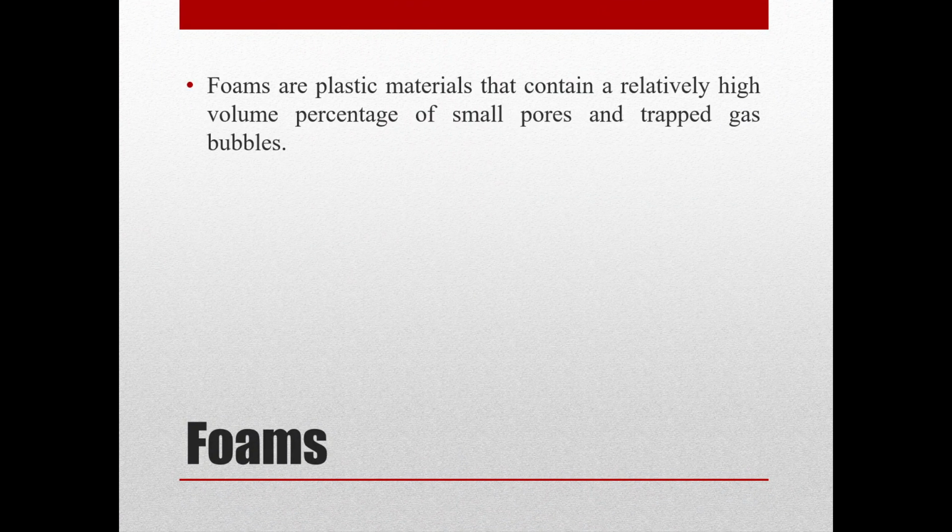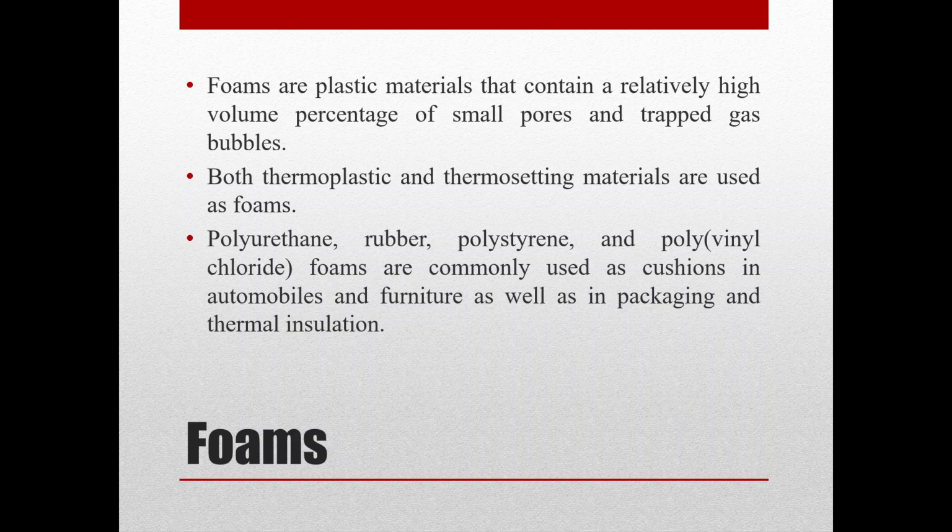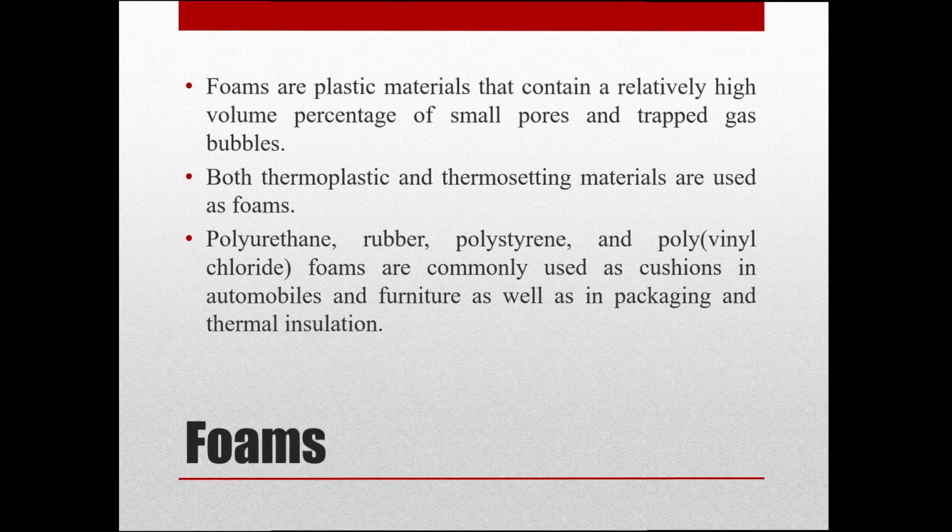So the next classification we come to is foams. So foams are plastic materials that contain a relatively high volume percentage of small pores and trapped gas bubbles. Both thermoplastic as well as thermosetting materials are used as foams. So some of the examples are polyurethane, rubber, polystyrene, and polyvinyl chloride foams are commonly used as cushions in automobiles and furniture, as well as in packaging and thermal insulation.